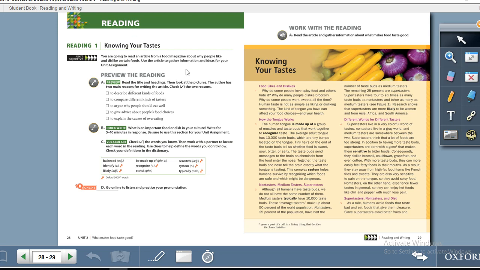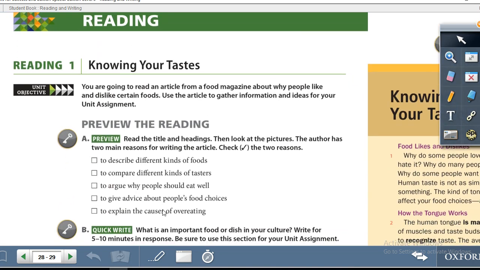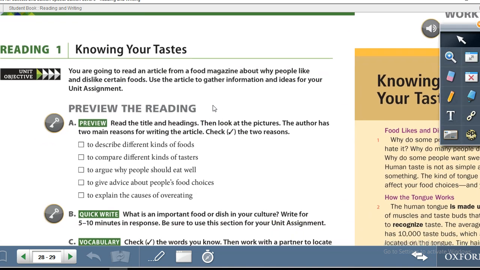Unit 2, Level 3, Reading 1. Okay, so we're looking at page 28, Reading 1, Knowing Your Taste. You are going to read an article from a food magazine about why people like and dislike certain foods. Use the article to gather information and ideas for your unit assignment.